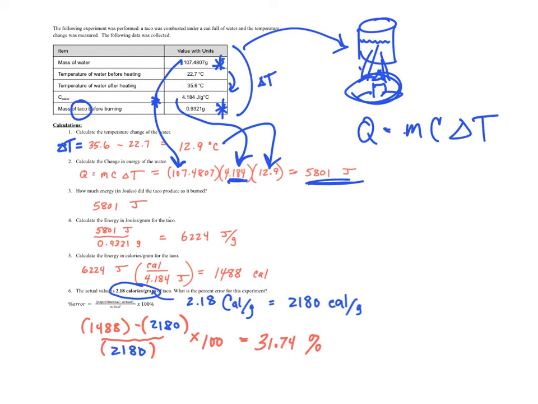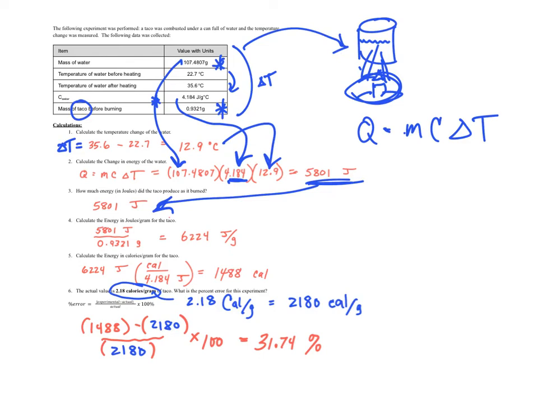Now, question 3, kind of a trick question. How much energy did the taco produce as it burned? Well, if the water gained that, we're going to assume that all that energy came from the taco. All right, so the taco gave off that much. Now, that's our assumption. It might be a little bit of a stretch, but our percent will probably not be 100%.